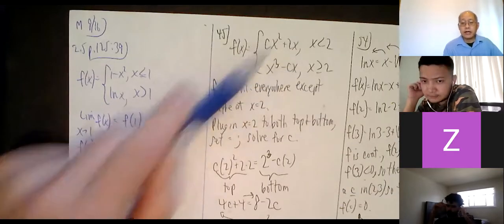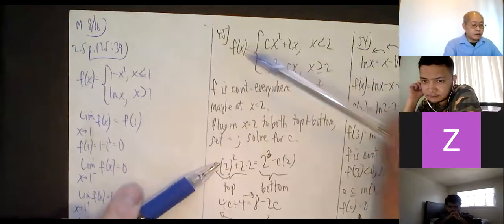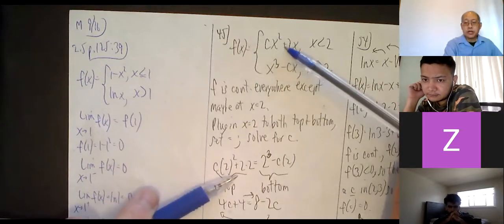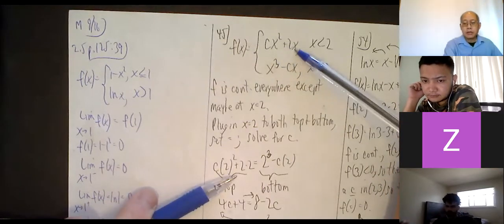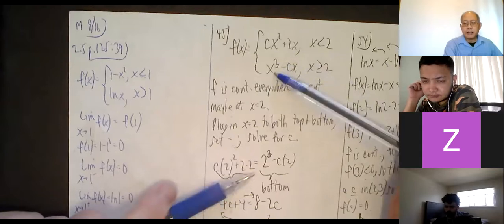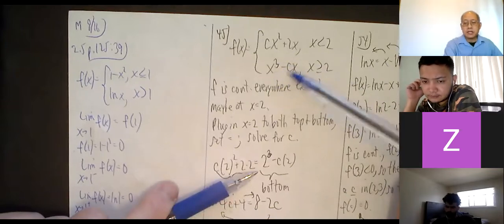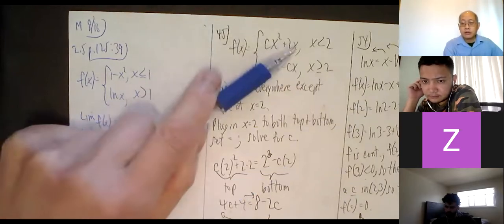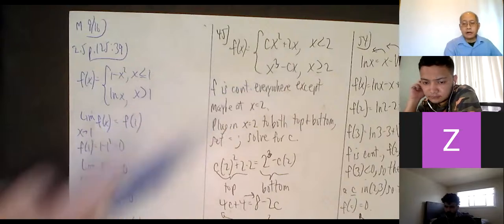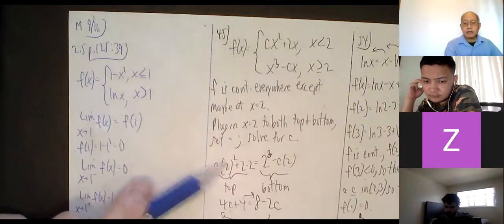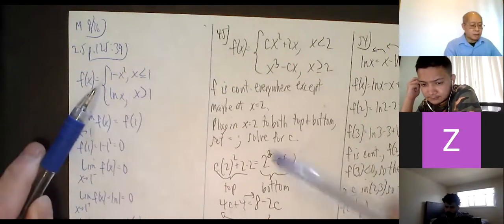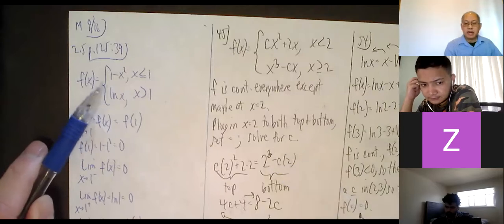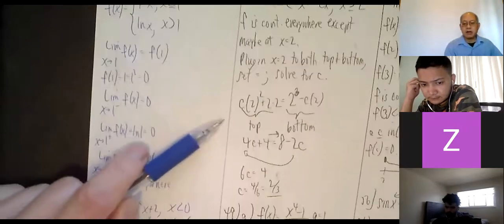So put a 2 right there. c times 2 squared plus 2 times 2 equals the bottom. Put a 2 right there: 2 cubed minus c times 2. So it's not that hard. Just put a 2 there, 2 there, 2 there, 2 there. It's c times 2 squared plus 2 times 2 equals the bottom, 2 cubed minus c times 2. And now it's some easy algebra.